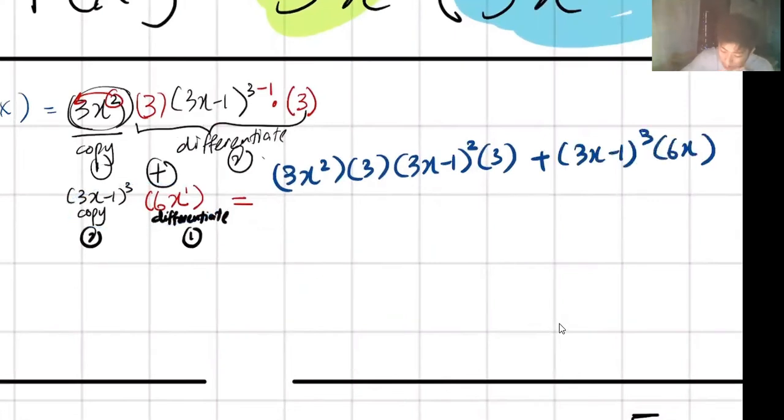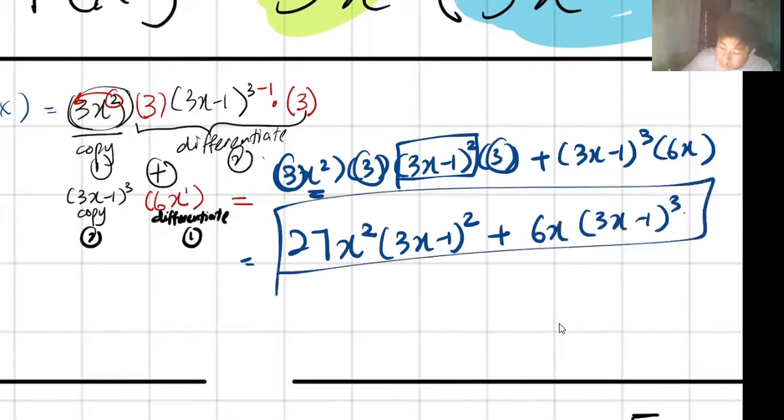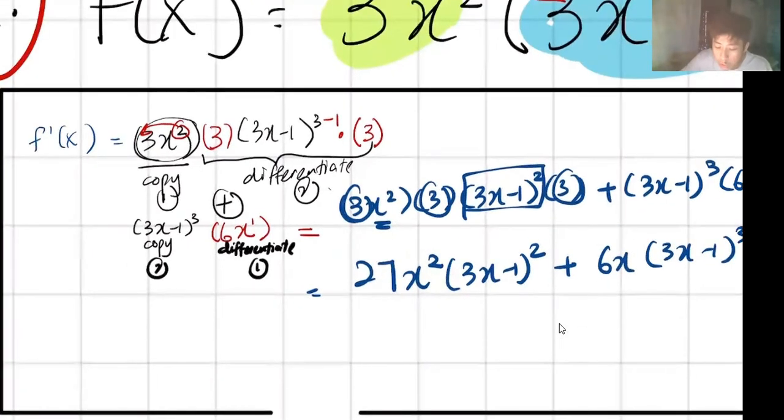Okay, now I try to simplify them. Equals to what? You see 1 3 here, 1 3 here, 1 3 here. 3 times 3 times 3 give me 27. Then I have 1x squared here, so I put x squared. Then only the last thing, 3x minus 1 squared. Basically, I'm multiplying and simplifying them. So plus this 6x I bring forward because it looks better in the front. 6x times 3x minus 1 cubed. So this is your answer when you differentiate this function.